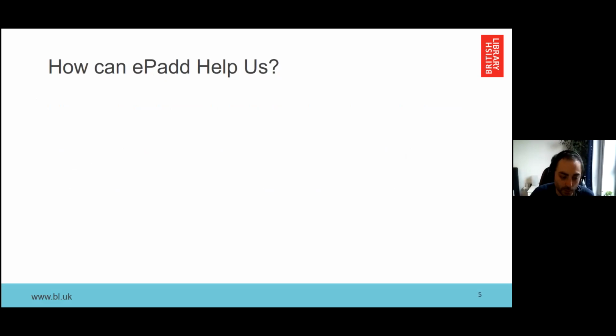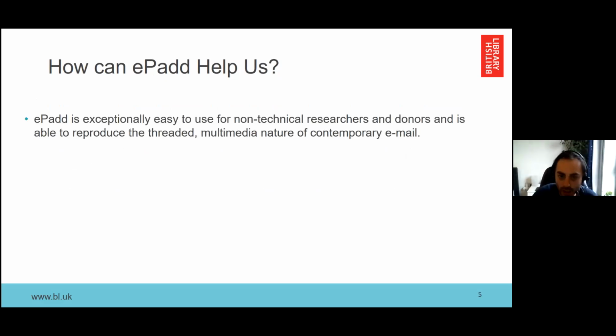And that's why we were excited to start working with ePADD, which, for those of you who don't know, is a software package created by Stanford University for the purpose of ingesting, appraising, and providing access to email archives. So how can ePADD help us? It's exceptionally easy to use for non-technical researchers and donors, and is able to reproduce the threaded multimedia nature of contemporary email. Its ease of use is probably its greatest asset, and to a great extent it achieves its usability by being faithful to a representation of email with which we're all familiar. It reproduces email's threaded multimedia nature.